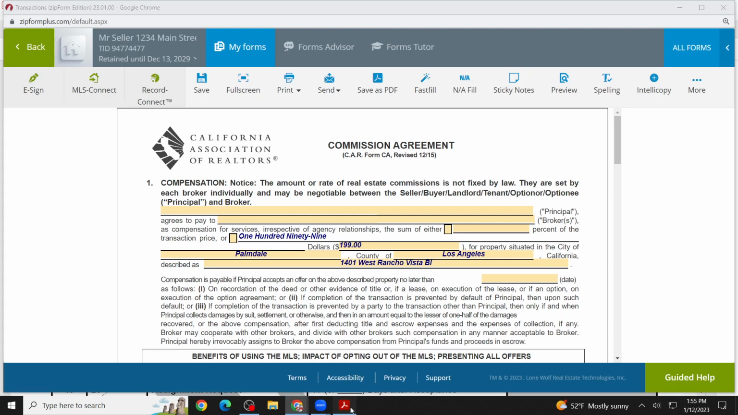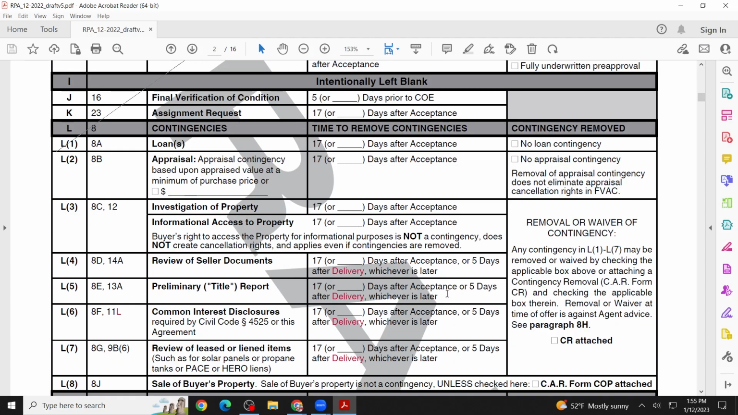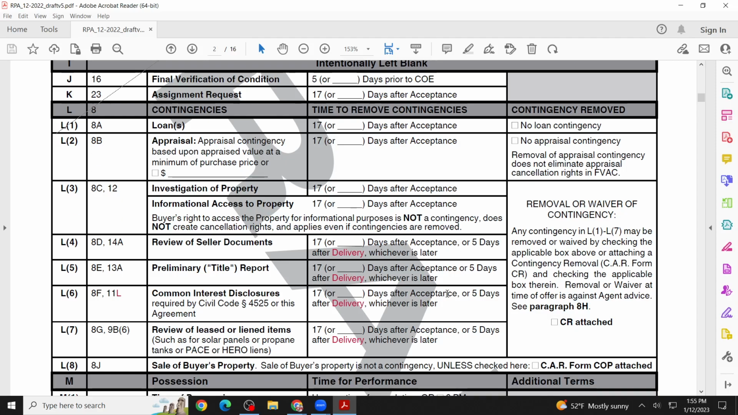Okay, let's go back to the RPA, the new one. So we've covered this part right here. Let's go to the next red one. L4, L5, L6, L7, they added the word delivery. It used to say only after acceptance. They've added after delivery also, right? So 17 days or blank days after acceptance or 5 days after delivery, whichever is later, right?